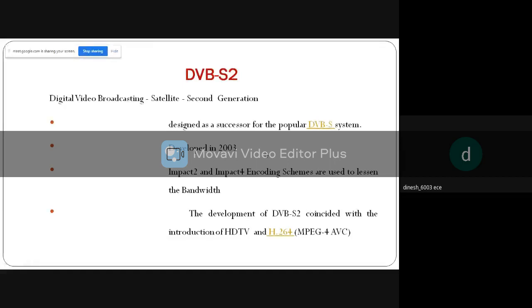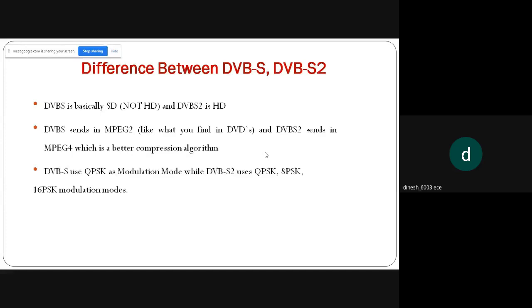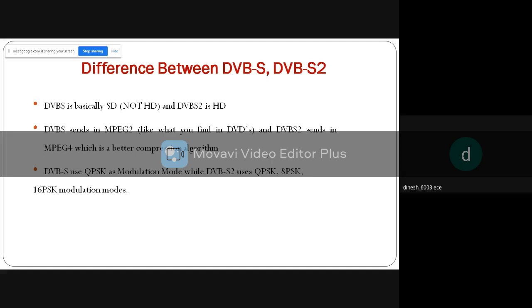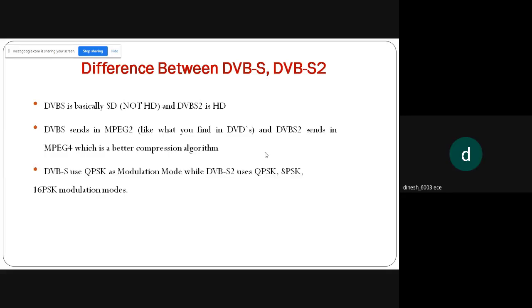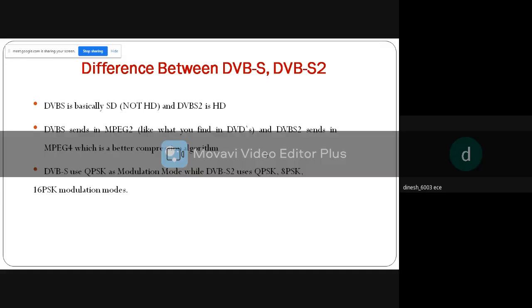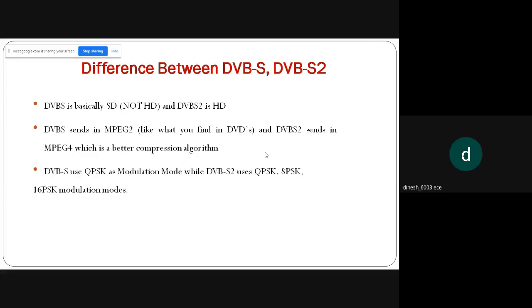So the differences between DVB-S and DVB-S2 are that DVB-S is basically standard definition and DVB-S2 is high definition. DVB-S sends in MPEG-2, which you find in DVDs, for example, whereas DVB-S2 sends in MPEG-4, which is a better compression algorithm compared to MPEG-2. DVB-S uses QPSK as a modulation code, while DVB-S2 uses QPSK, 8PSK, 16PSK modulation schemes. These are the major differences between DVB-S and DVB-S2.